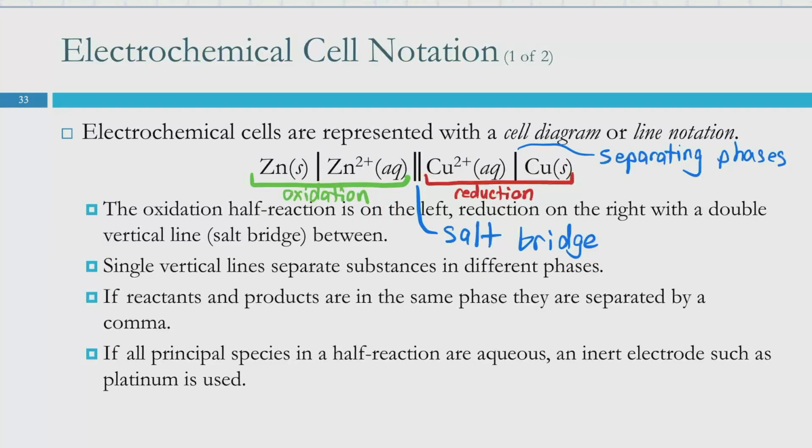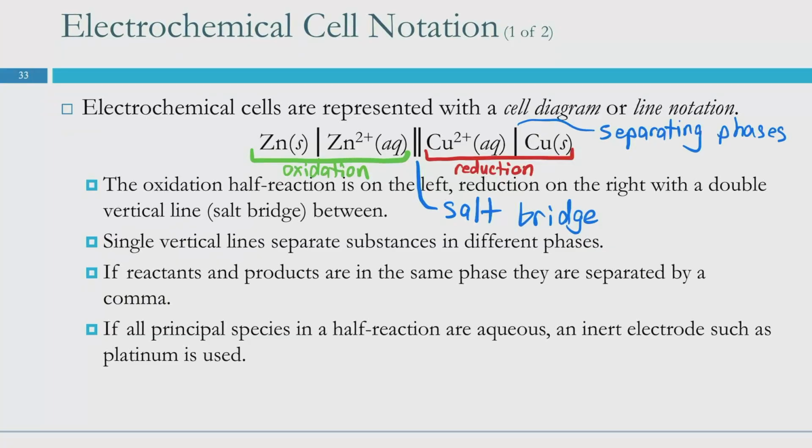If we have multiple species, multiple reactants and products that are, for example, in the aqueous phase, those would just be separated by commas. We'll see some examples of that. So this, as you might be able to guess, is a lot quicker to put together than drawing out the full voltaic cell diagram from earlier.